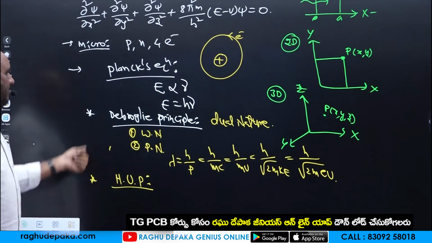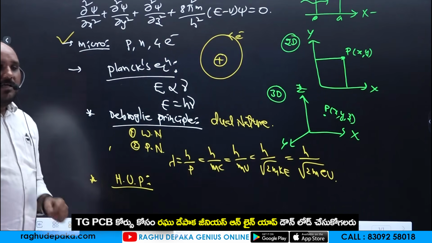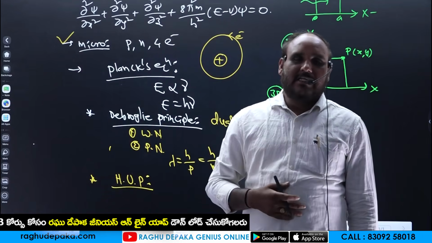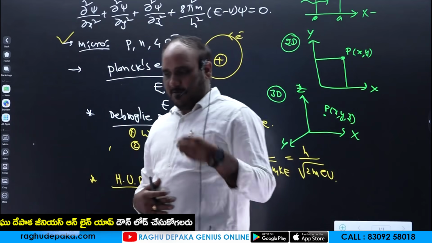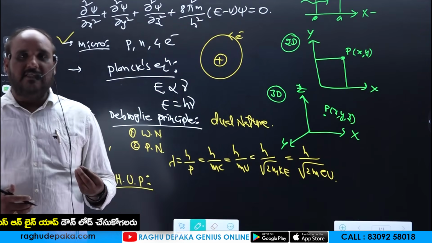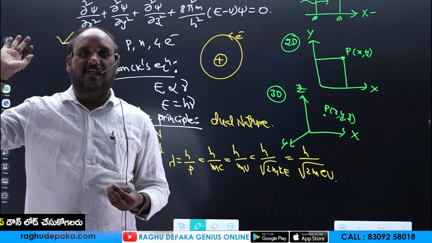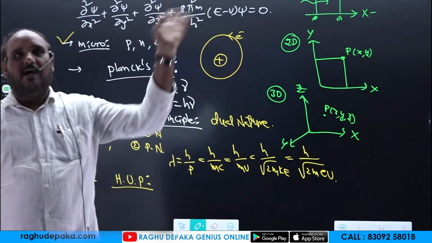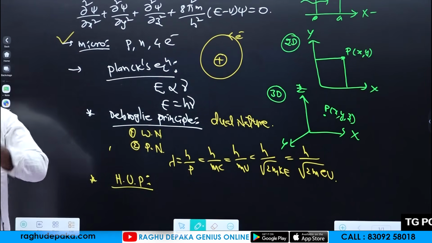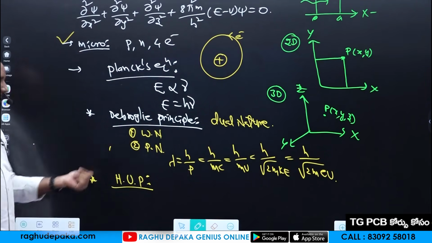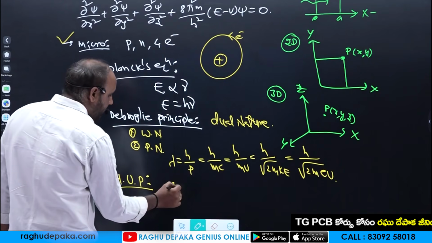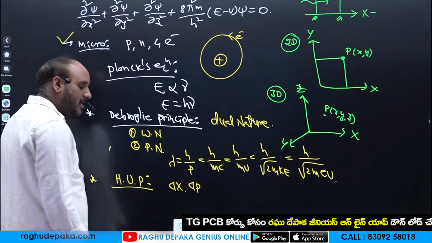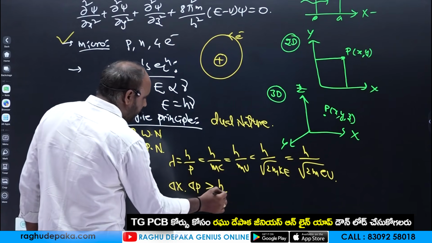But for microparticles, the determination of position and momentum simultaneously is impossible. If we measure the position accurately, at that time the momentum will be uncertain, it becomes infinity, we cannot determine it. If we determine the position, the momentum will be uncertain, or if we determine the momentum, the position will be uncertain. So based on that momentum and position, Heisenberg gave this: the uncertainty in position delta x times the uncertainty in momentum delta p is equal to or greater than h by 2 pi.